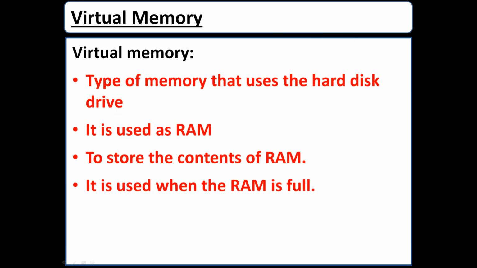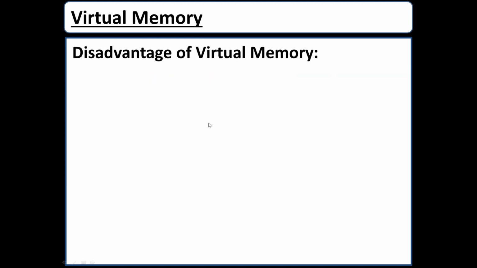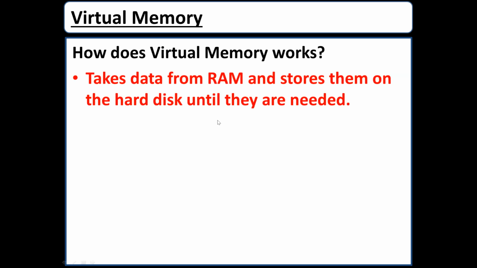Now, virtual memory is a type of memory that uses the hard disk drive. It is used as an extension to RAM when the RAM is full, and it is used to store the contents of RAM. So the way it works is it takes the data from the RAM and stores it on the hard disk drive until it's needed. When it's needed, it sends it back to the RAM. Then that will be fetched by the CPU. But it always goes back to the RAM before it's processed by the CPU.